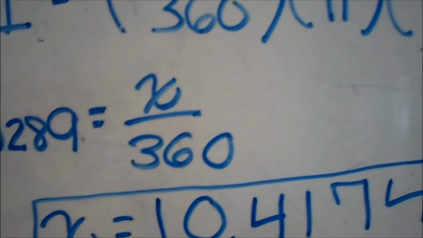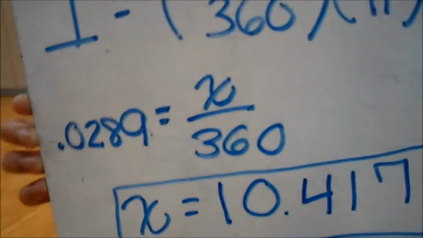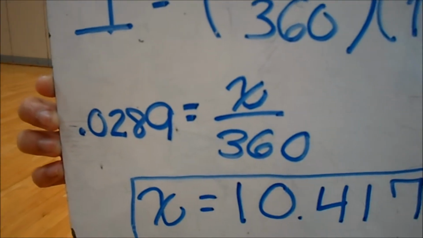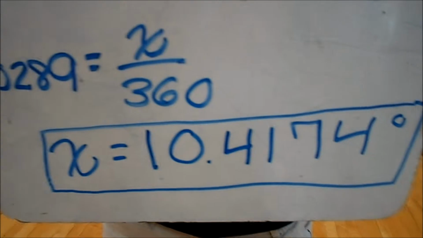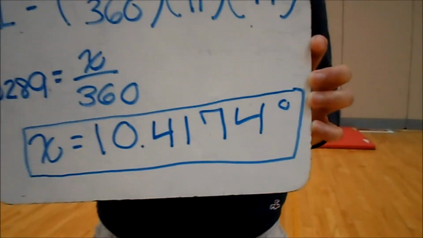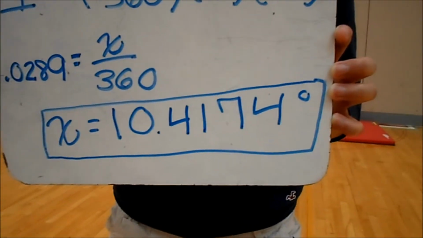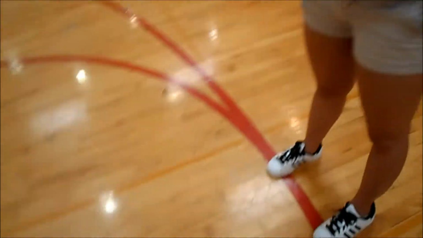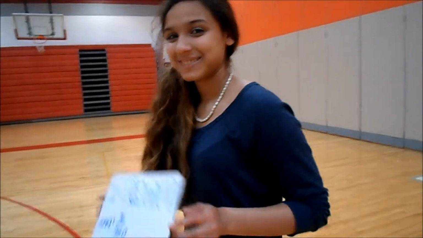and that we got 0.0289. And so to finish, we must multiply 0.0289 by 360 to isolate x, which will give us 10.4174 degrees. So that is the measurement of the arc, or central angle.